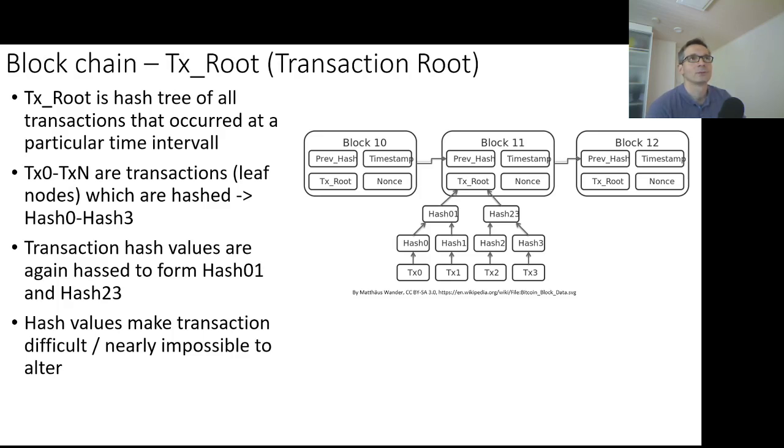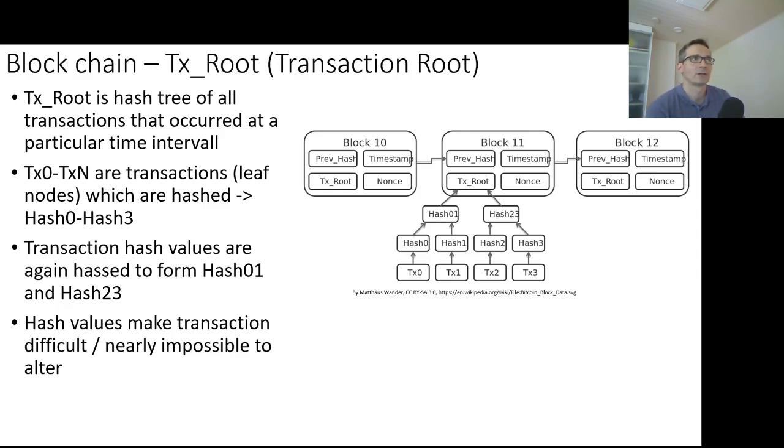In the transaction root in block 11, if we look into the leaf nodes that are transactions TX0, TX1, TX2, and TX3, they are at the very bottom, and they are the transactions. They are hashed into hashes, hash 0, hash 1, hash 2, and hash 3.